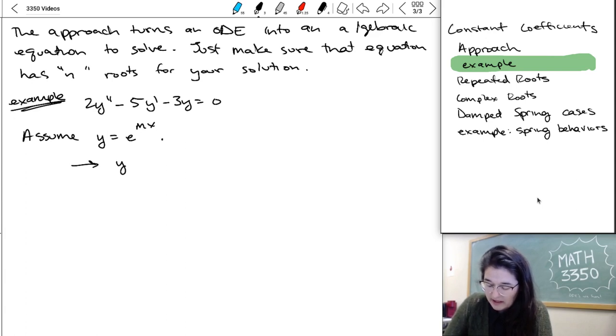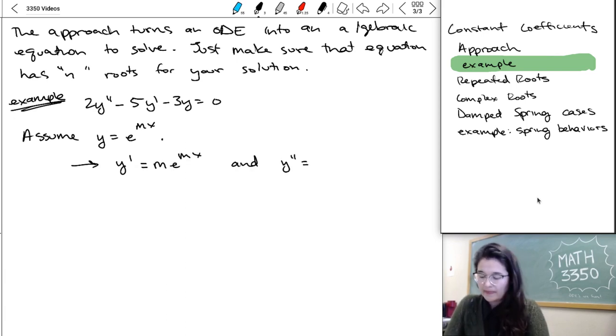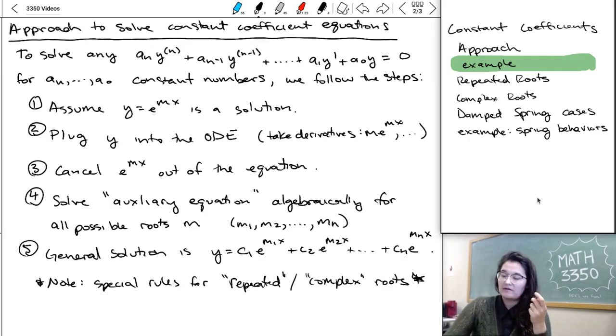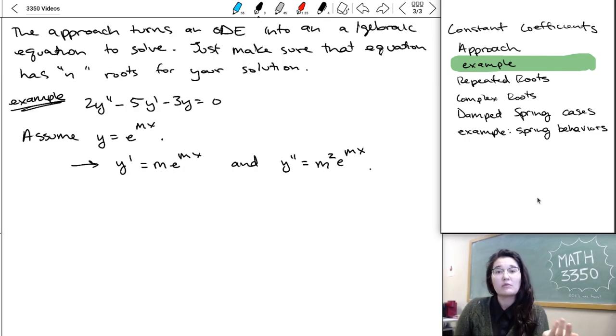but that means that I'm going to need my derivatives, y prime being m e to mx, and y double prime being m times m, so m squared e to mx. Just note that I'm taking derivatives the same way I would if m was a number. Like imagine this was e to 2x. First derivative is 2 e to 2x, next one is 4 e to 2x. I know sometimes having letters can be intimidating.